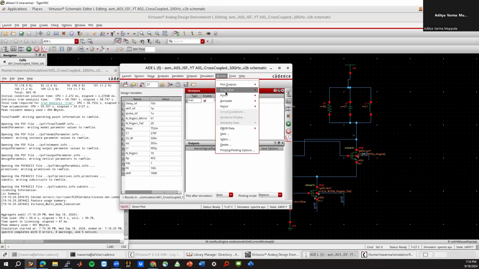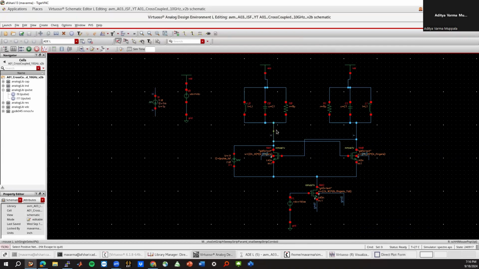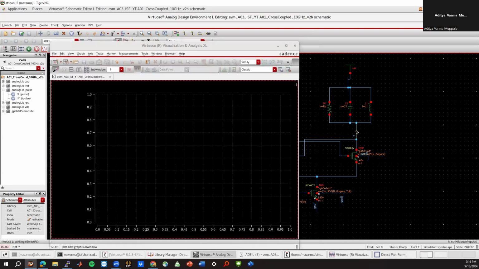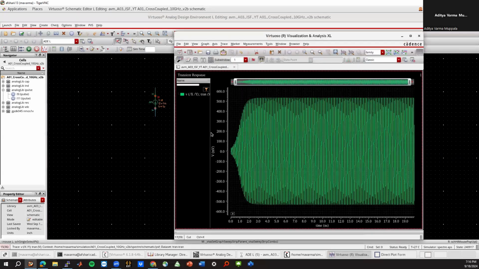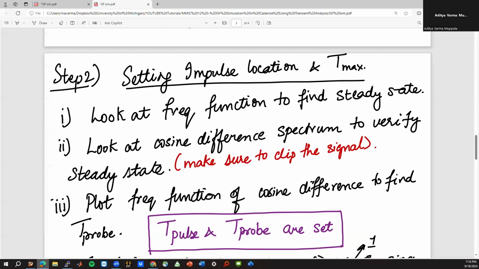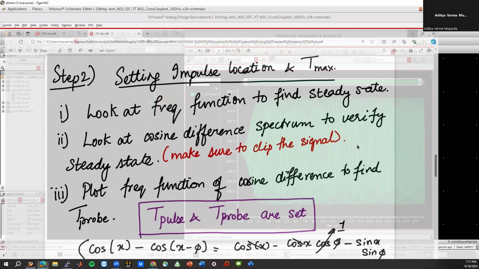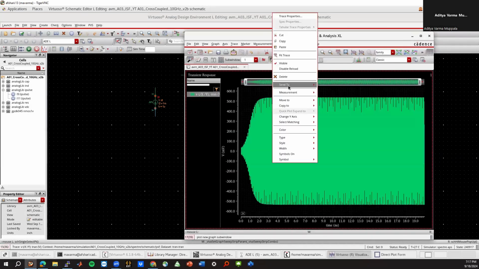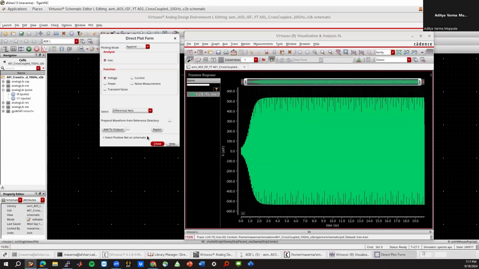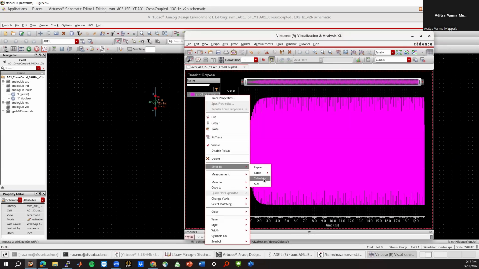Now what I want to do is plot, say, the differential output voltage, because we'll plot the ISF with respect to the differential outputs. Okay, so we see that this oscillator has started up and it's settling down, right? So if you go back to the notes, which is here, I say, look at the frequency function to find the steady state, right? So we want to find out when this has reached steady state. So one way to do that is, first I would like to add this to outputs. So I'll say vplot, delete this, close, and then we'll send to calculator.